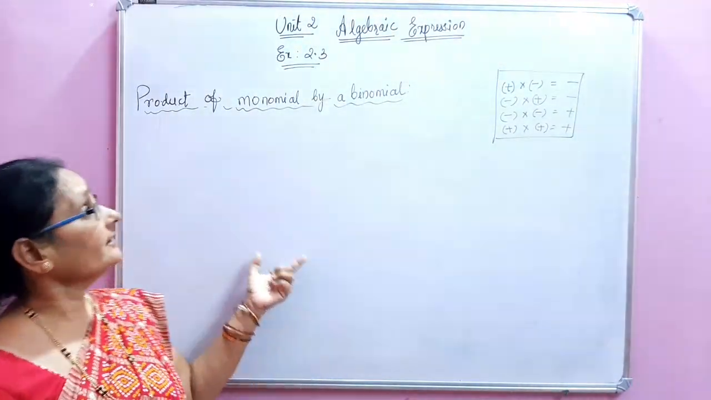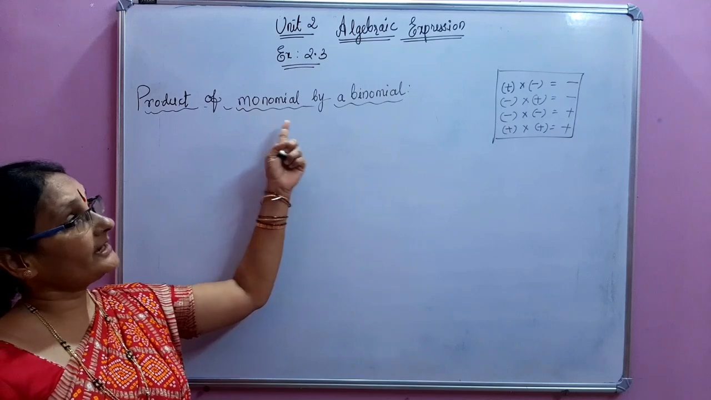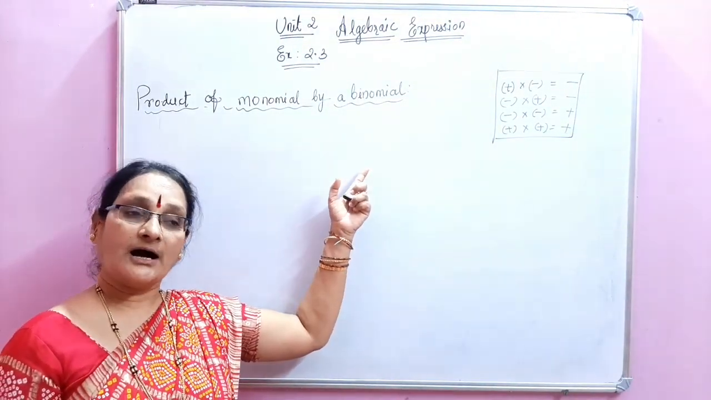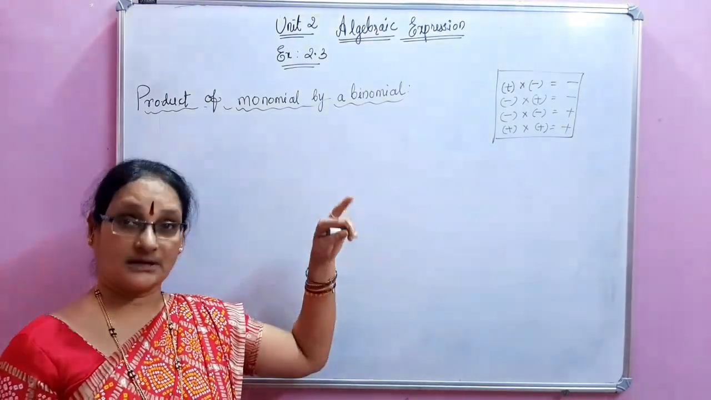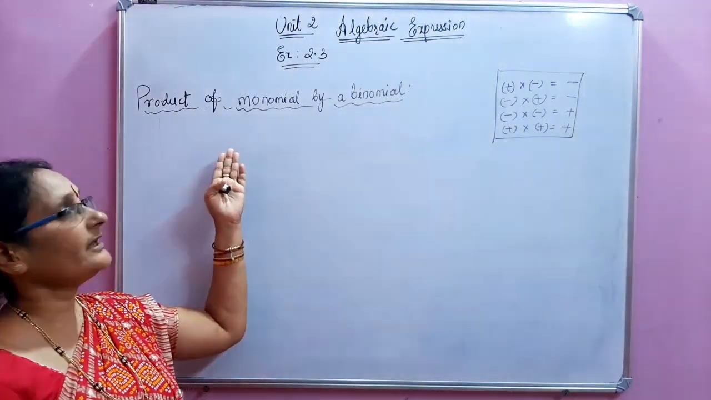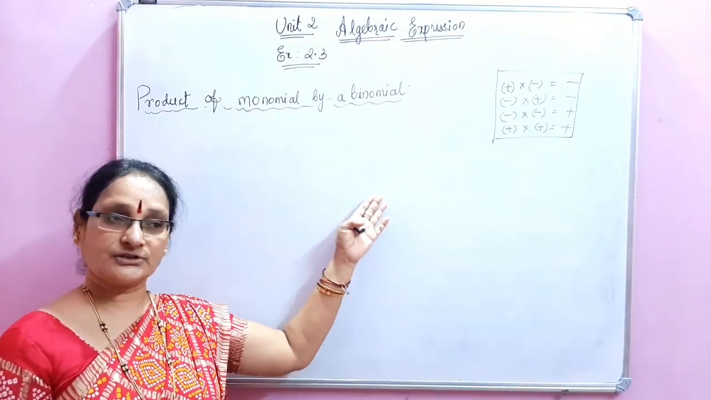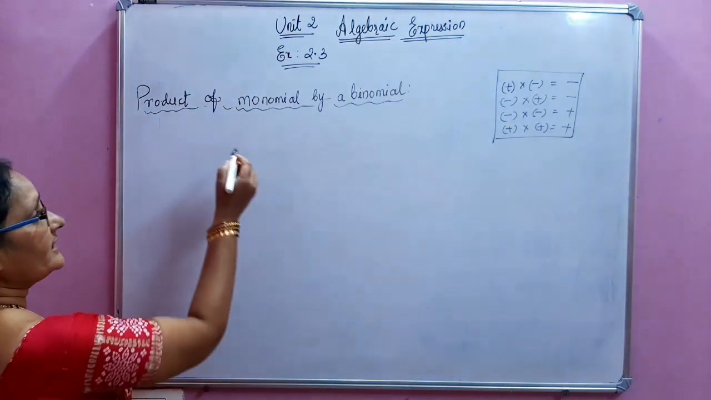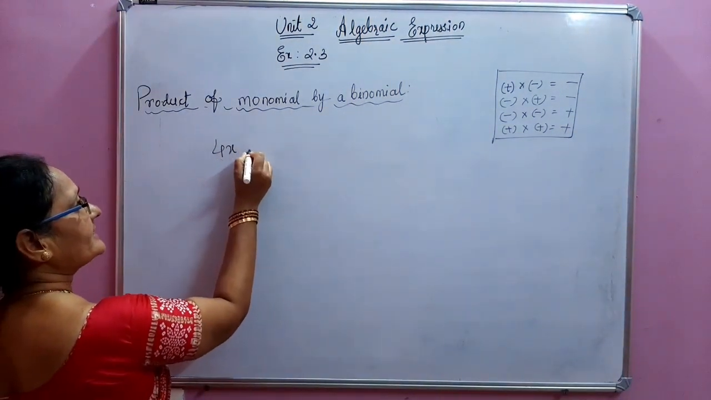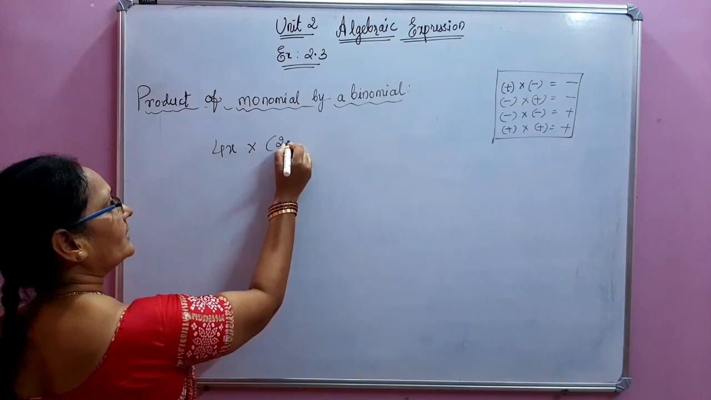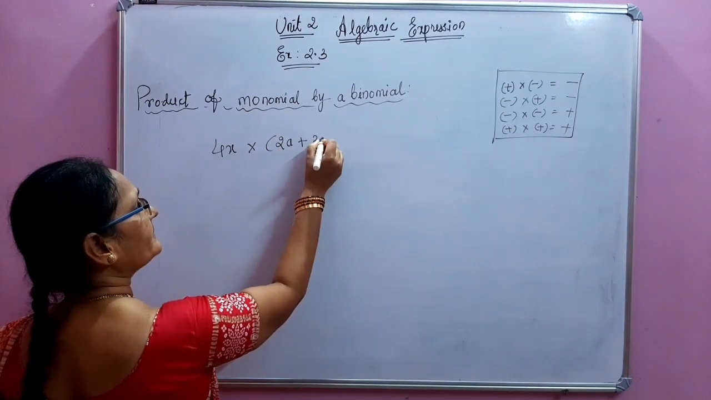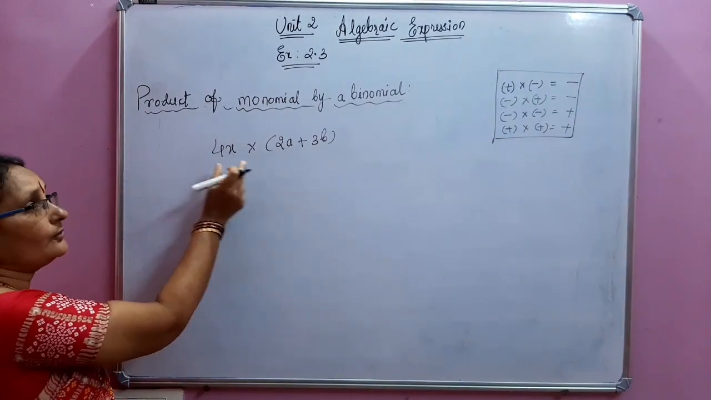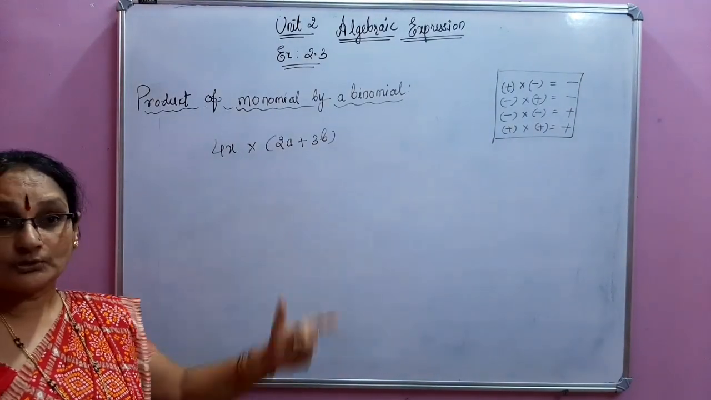Now let us learn the product of monomial by binomial. You know what is binomial? Binomial means the algebraic expression having two terms. Monomial, already we have understood how to find the product of monomial by monomial. Now let me take an example: 4x into 2a plus 3b. See here, this is binomial, this is monomial. Now we will see how to find the product of these two.